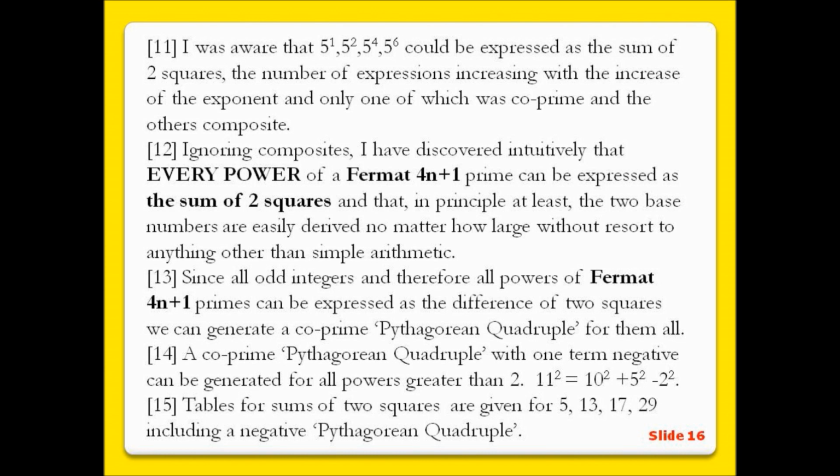Since all odd integers, and therefore all powers of Fermat 4n+1 primes, can be expressed as the difference of two squares, we can generate a coprime Pythagorean quadruple for them all. A coprime Pythagorean quadruple with one term negative can be generated for all powers greater than 2, such as 11 squared equals 10 squared plus 5 squared minus 2 squared. Tables for sums of two squares are given for 5, 13, 17, 29, including a negative Pythagorean quadruple for each.